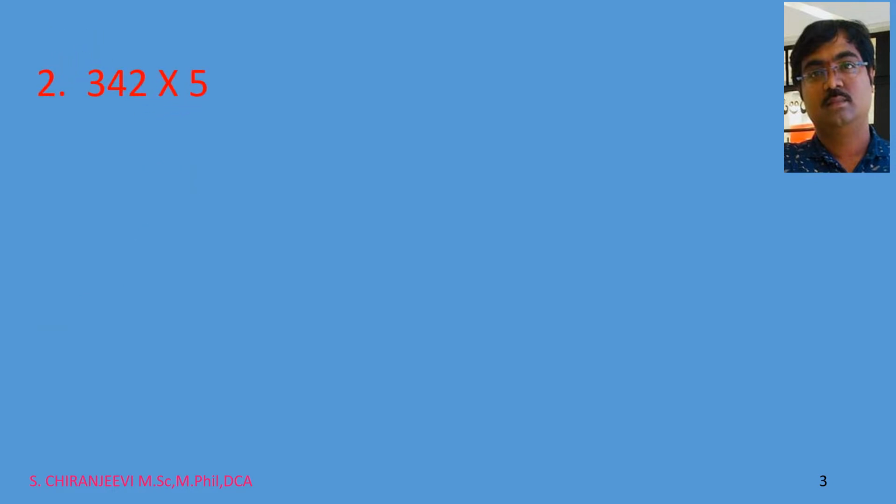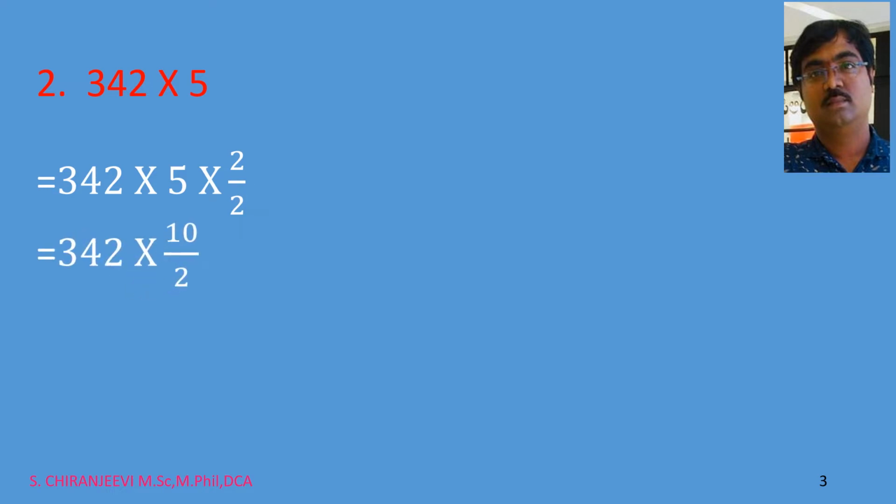342 into 5. Same procedure, 342 into 5 into 2 divided by 2. So this will become 342 into 10 divided by 2. So 342 into 10 is nothing but how much? 3420 divided by 2. So the answer will become 1710. Dividing by 2 is very easy, and multiplication of 5 into 2 is 10, and multiplication of 10 into any number is also very easy.